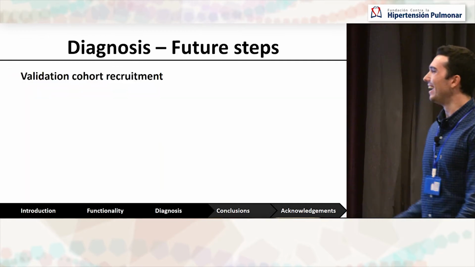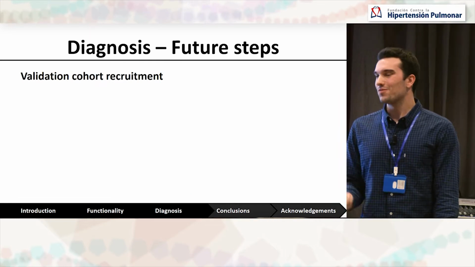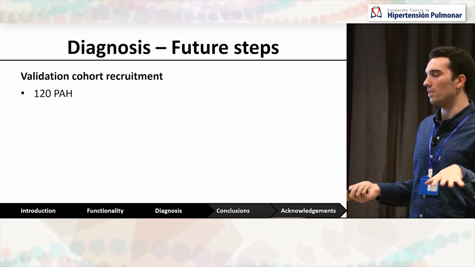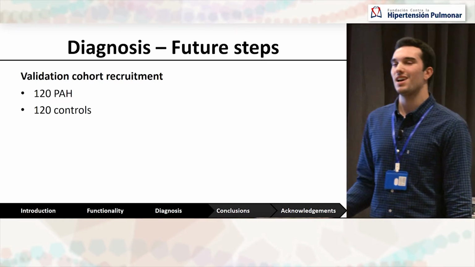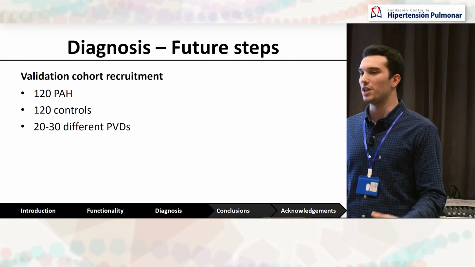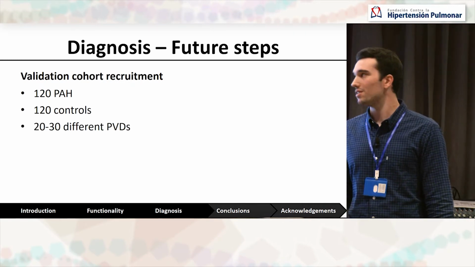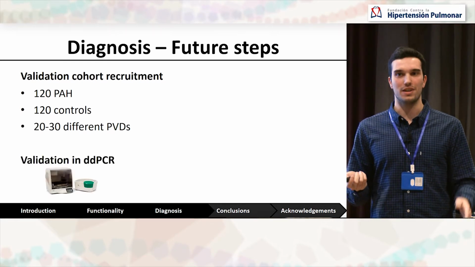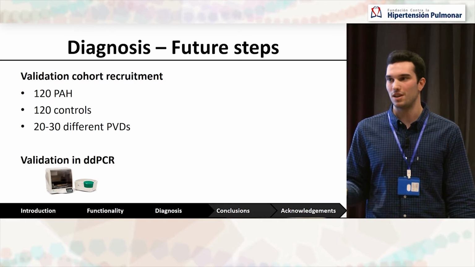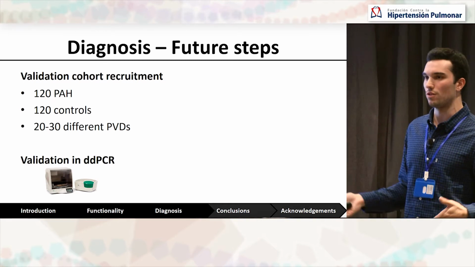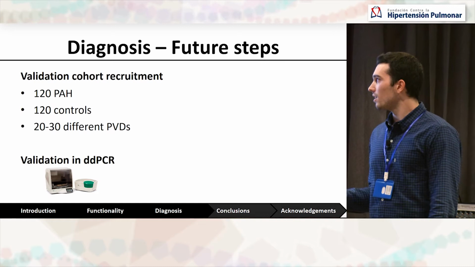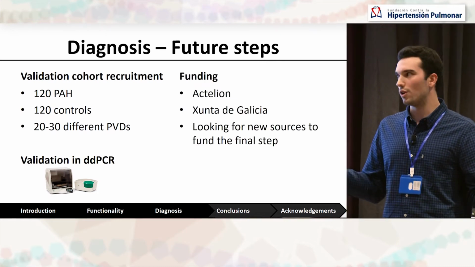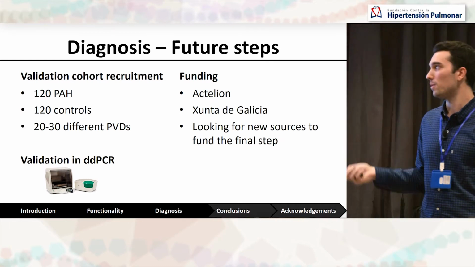Okay, so we are currently recruiting our validation cohort, and we need around 120 PH patients, the same number of controls, and between 20 and 30 patients of other pulmonary vascular diseases. So we're working on it. We're trying to validate our miRNAs using droplet digital PCR, which is a state-of-the-art technology for the quantification of these miRNAs. So at the moment, we got funding from Actelion and the Xunta de Galicia, but we're looking for new sources to keep this up.